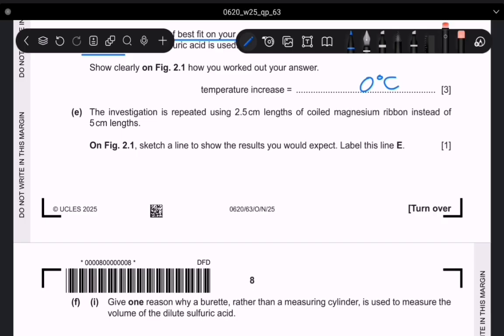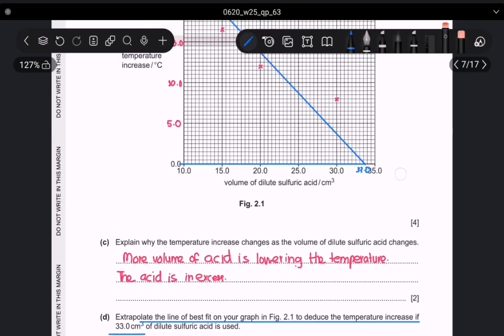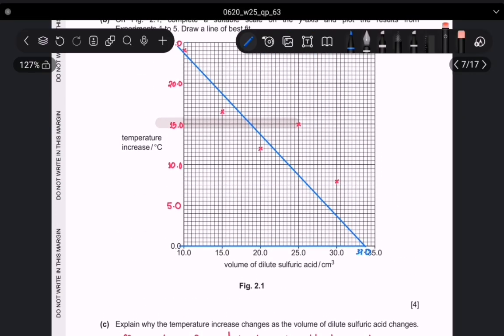The investigation is repeated using 2.5 centimeter lengths of coiled magnesium ribbon instead of 5 centimeter lengths. Sketch a line to show the results you would expect. Label this line L. Now, as we know, if you're using a smaller length of this, it's going to reduce the volume needed. It's going to make everything go half. So this is like a limiting reactant. Your product will be less if you use a smaller amount of reactant.